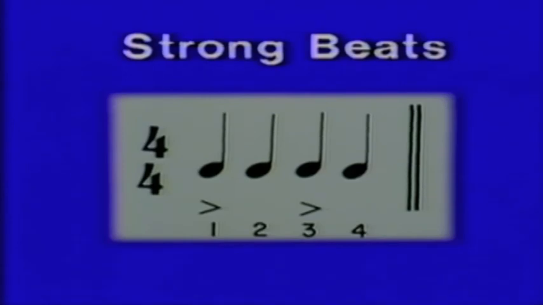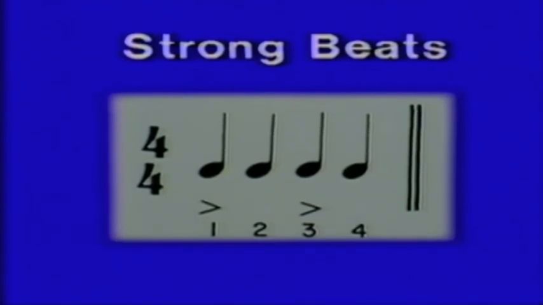Whenever counting the rhythm patterns, you may have noticed yourself putting accents on certain beats naturally. For example, in 4/4 time, beats 1 and 3 are the natural strong beats. 1, 2, 3, 4. In other words, beats 1 and 3 are accented.